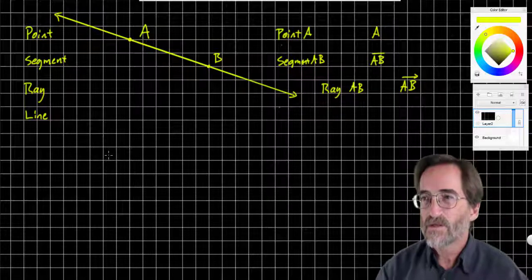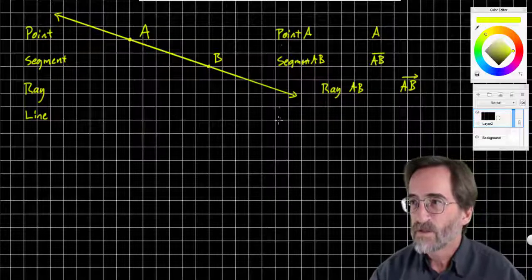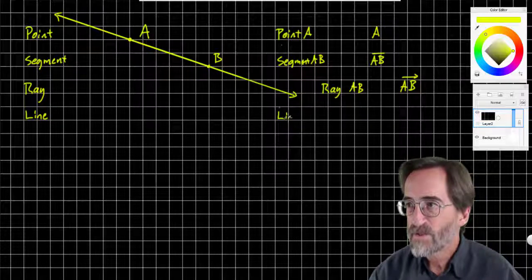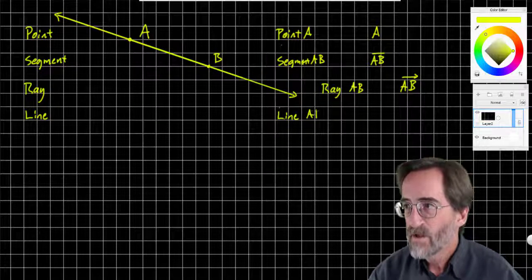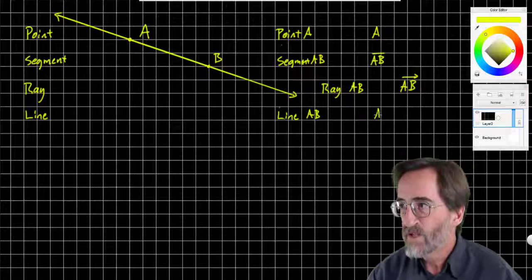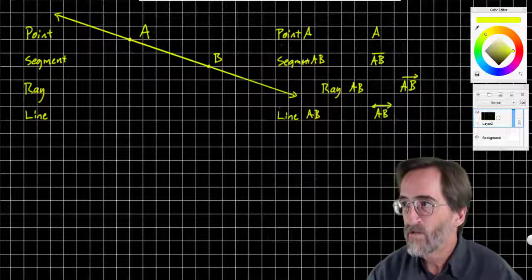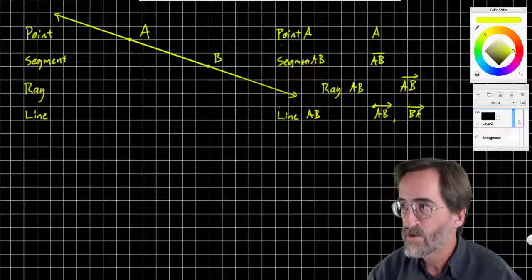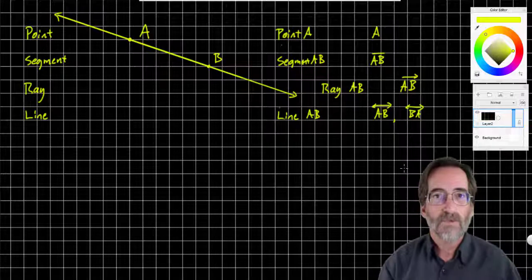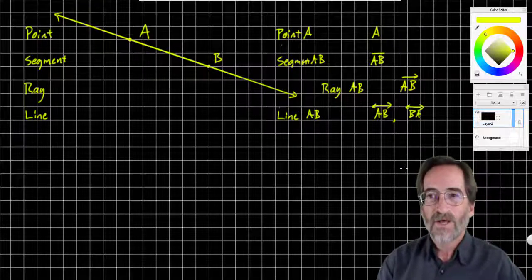Okay, this is a line. This is line AB. That's the name of the object. And the symbol for it is AB with an arrow above it. Note that I can write it AB. I can also write it BA with 2 arrows. Both are acceptable. Okay, and that is a line.